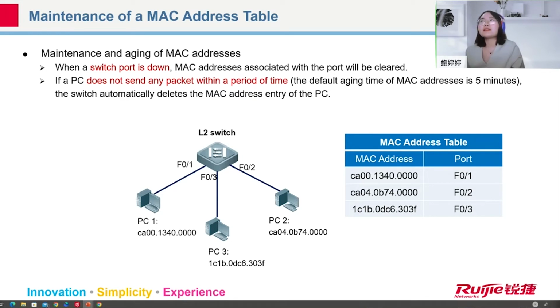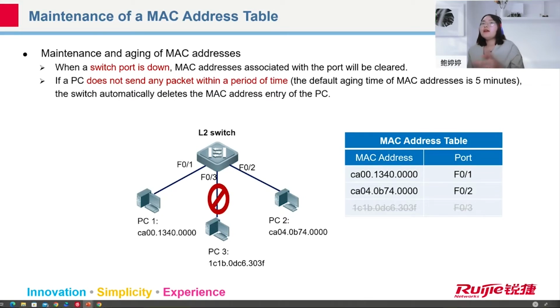And in this process, how to maintain the MAC address table? If the switch port is down, for example, the cable is deleted, or maybe PC doesn't send any packets within 5 minutes, then the switch will delete the entry automatically. So this is a maintenance. So if one link is broken, this MAC address will be deleted.